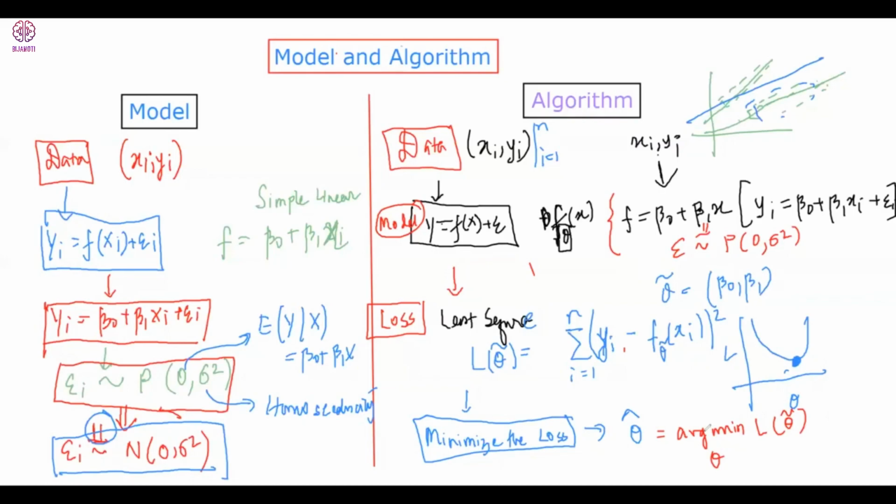The second part of the video consists of minimizing the loss function, and we get something called the normal equations, and from there we will find these estimates.